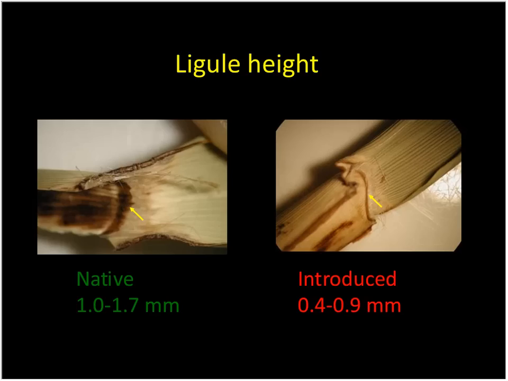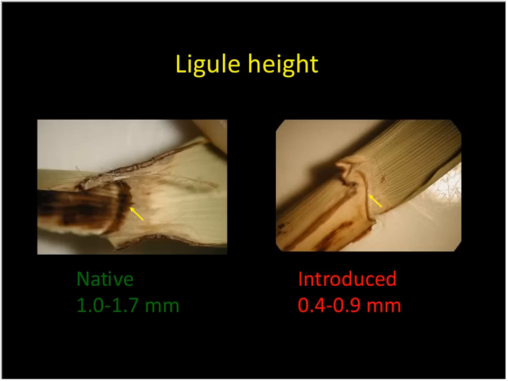In these examples, these come from herbarium specimens, so these are dried specimens. But the ligules are the brown membrane that are being pointed at. And you can see that the native one, as you see on the left, is quite a bit larger than the introduced one. There's a fringe of hairs that extends upward from the membrane.